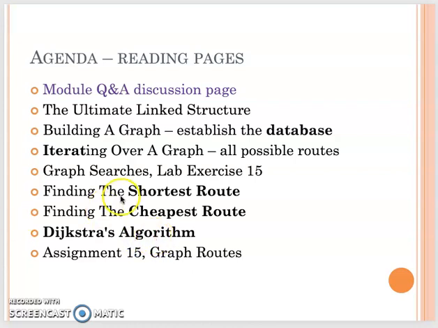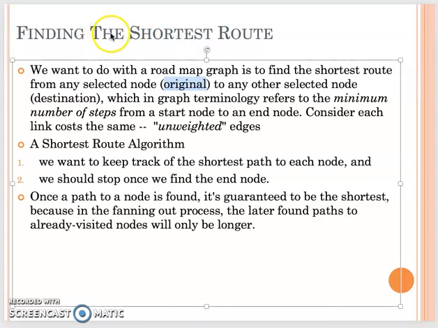The first thing about the shortest route: when we try to find a shortest route, of course, the first thing we need to know is where we start. So we'll have the original node. Then where we will go? So we will select another node as the destination. So from the original node to the destination node, there are multiple possible routes, but we will find the minimum number of steps.